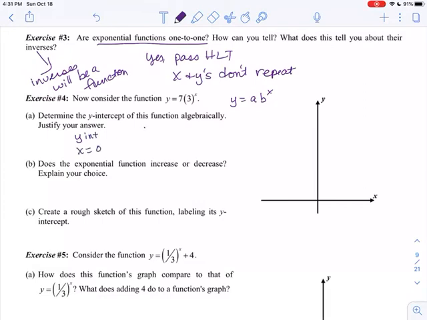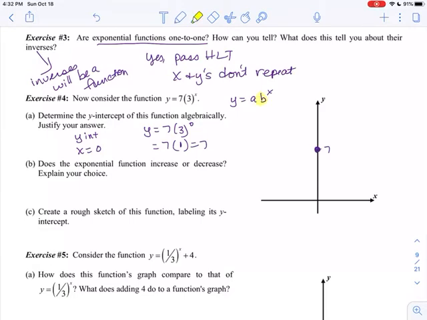Let's determine the y-intercept of this function algebraically. So remember, my y-intercept is when x equals 0. So I'm going to plug in 0 for x. Well, anything to the 0 power is 1, so 3 to the 0 power is 1, but then I have 7 times 1 is 7. All right, so my y-intercept is going to be 7. So I'm just going to make a 7 here, and I will have a y-intercept of 7.